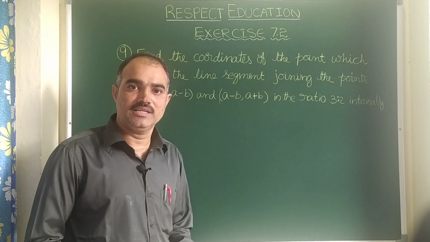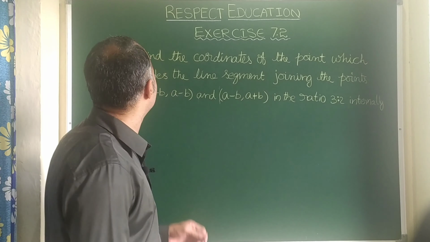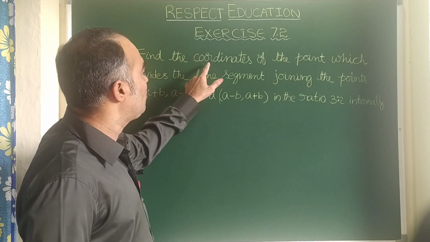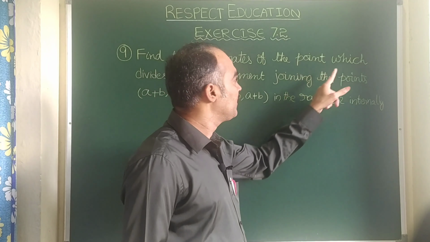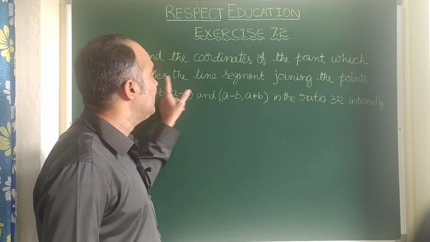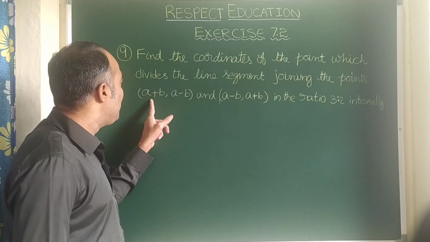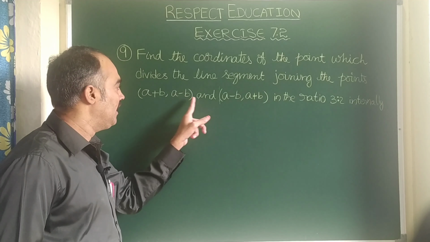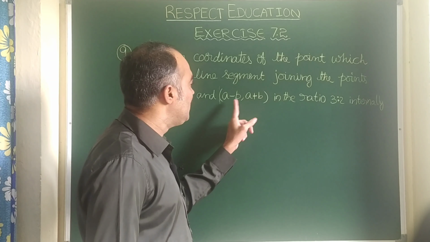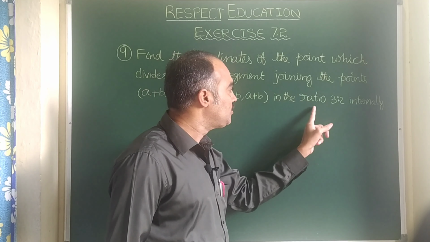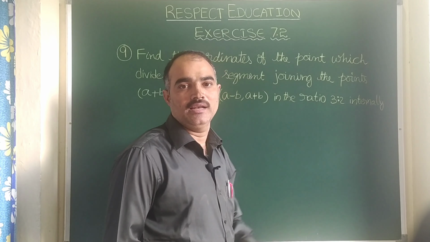Now let us see the next question, that is question number 9. Find the coordinates of the point which divides the line segment joining the points (a plus b, a minus b) and (a minus b, a plus b) in the ratio 3:2 internally.